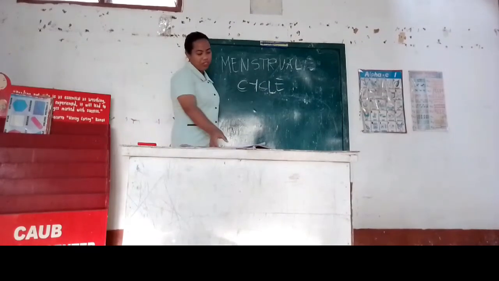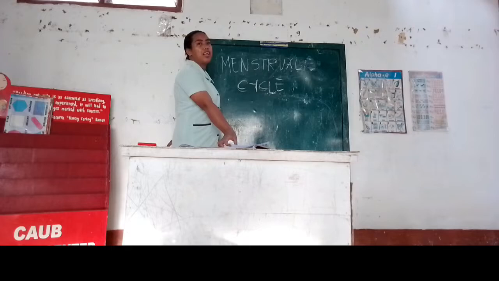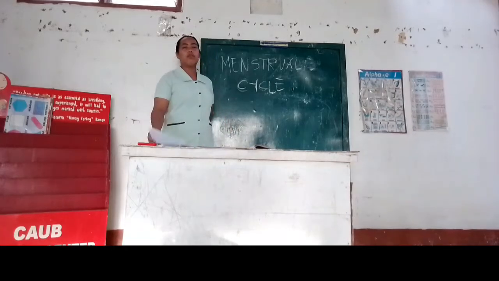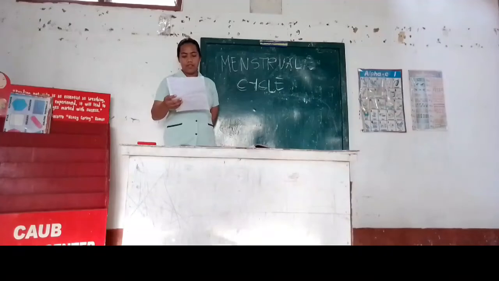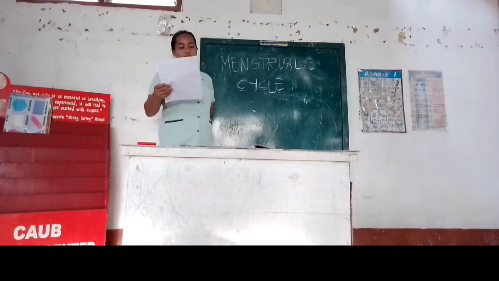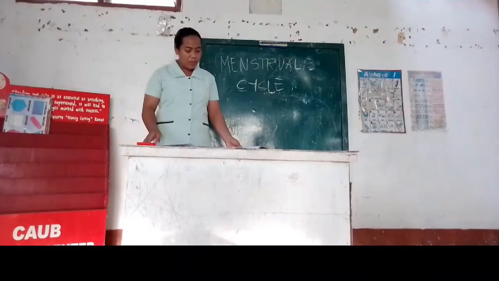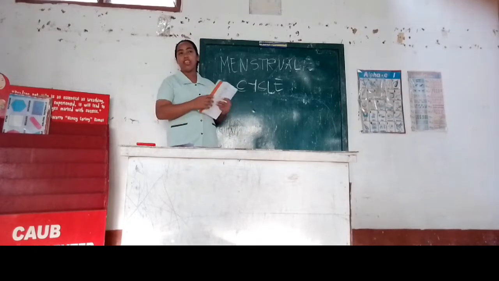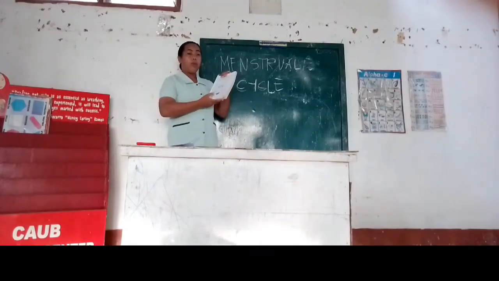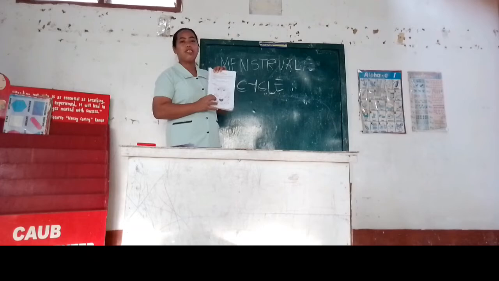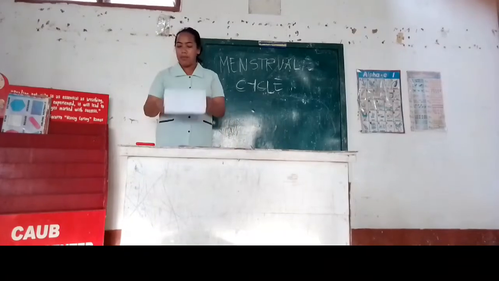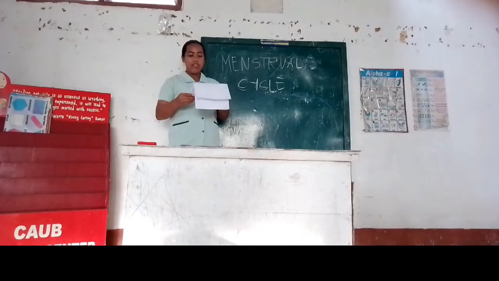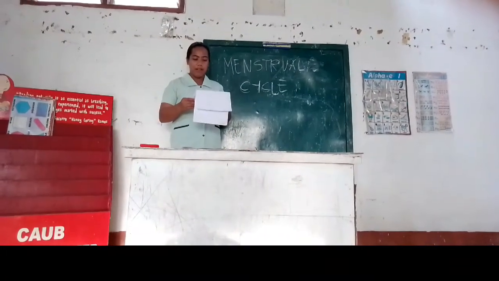So, what can we recap from our topic yesterday? Okay, Maryville? Our topic yesterday, ma'am, is all about physical changes. Okay, very good. So now, I will show you the picture of the menstrual cycle so that you can be aware of this. So this is the menstrual cycle. So, what is the menstrual cycle? The menstrual cycle is the process of ovulation and menstruation in women and other female animals.